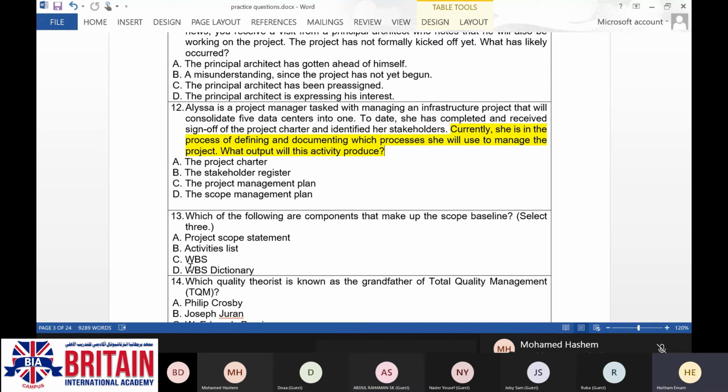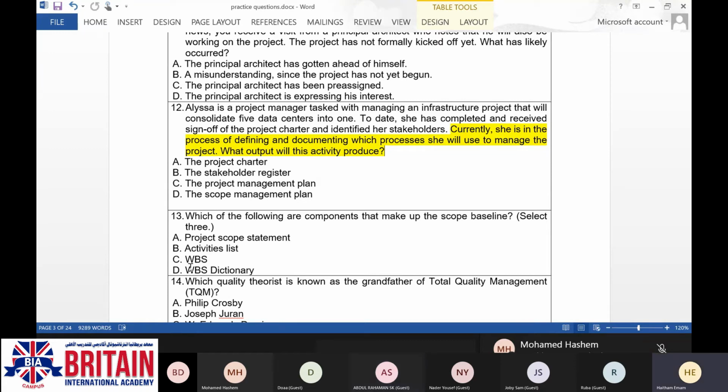Yes, sir. Okay, tell me. So I choose option A, and then second one option C and D. A is the project scope statement, and C is WBS, work breakdown structure, and D, work breakdown structure dictionary. These three I choose. Yes. If you remember when we were talking about the scope baseline, we were saying that the scope baseline consists of three main elements: scope statement, WBS, and WBS dictionary.